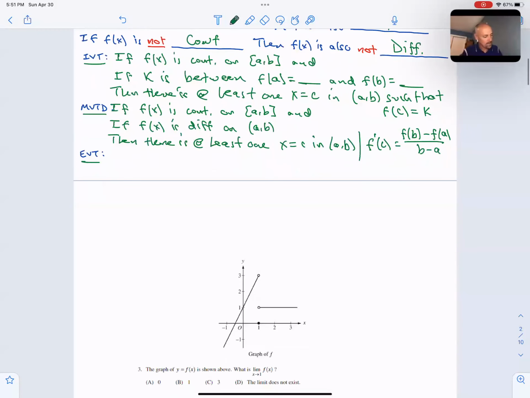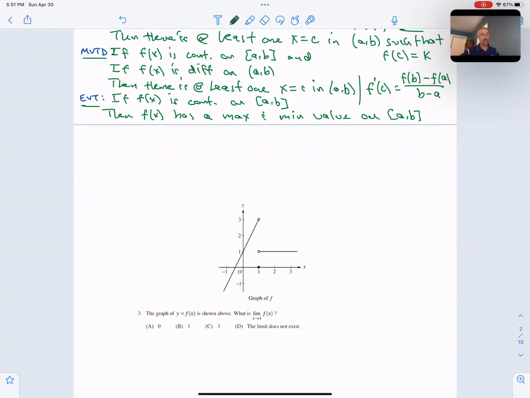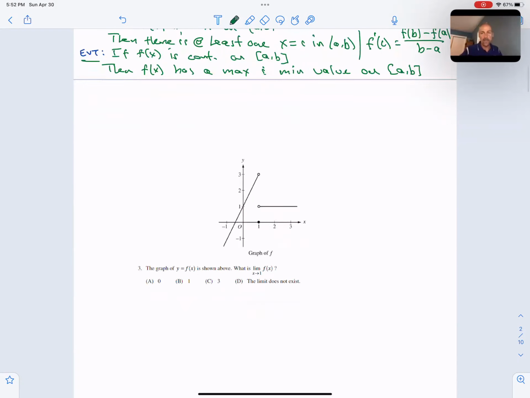All right. EVT, extreme value theorem. If, any guesses? Yep, if f of x is continuous on the closed interval a to b, straight to the conclusion, then f of x has a maximum and minimum value on that closed interval. Think of that as an absolute max, absolute min. The absolute max can be equal to the absolute min if our function's a horizontal line. Okay, let's go ahead and do some problems.